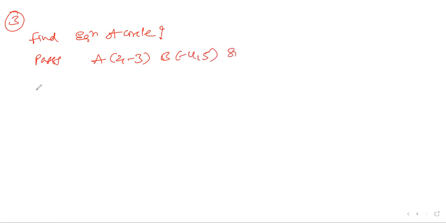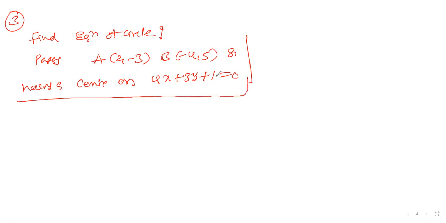And having a center on one line. That line's equation is 4x plus 3y plus 1 is equal to 0. This is the data they mentioned in the question. So what is the main intention? Whenever they ask to find the equation of a circle, first of all, we have to know the circle equation.